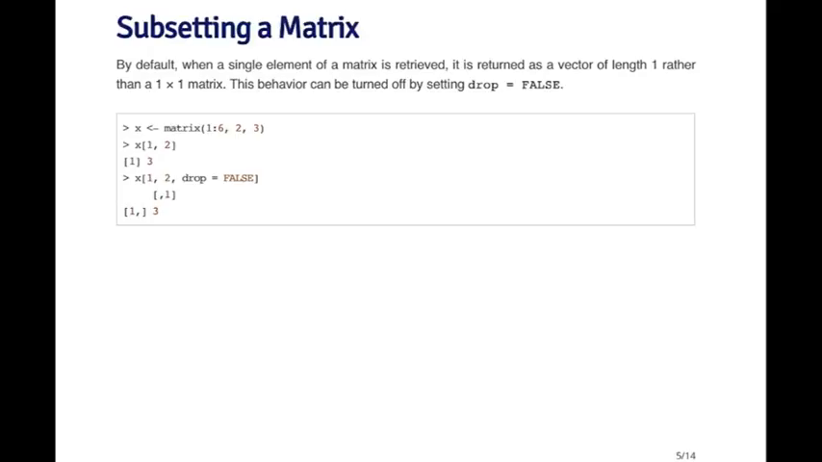You can turn off this default behavior by adding an extra argument to the subsetting operation, called drop. By default, drop is equal to true, and it drops the dimension. So rather than getting a 2-dimensional object back, you typically get a 1-dimensional object back. However, if you want to preserve the dimensions of the object, you can say drop equal to false, and when I subset out the first row, second column, what I get back is a 1 by 1 matrix with the element 3 in it.